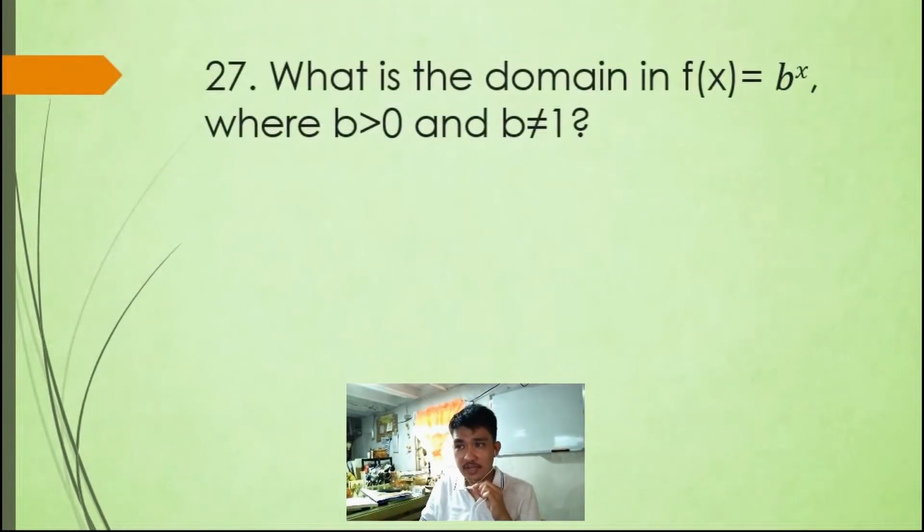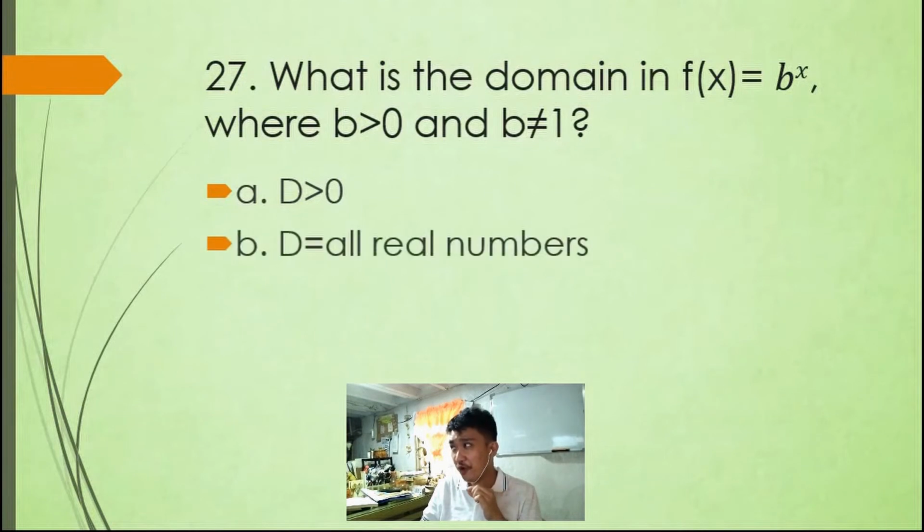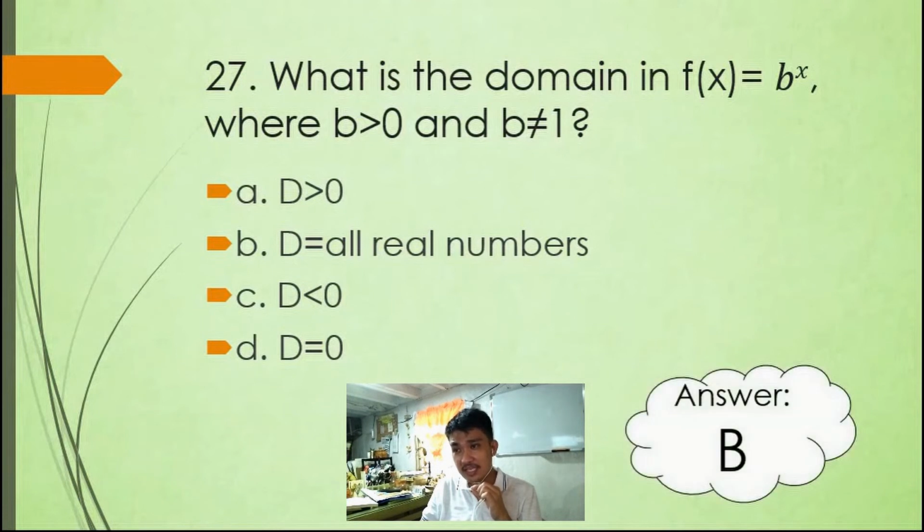Number 27. What is the domain in f of x is equal to b to the power of x where b is greater than 0 and b is not equal to 1? A, d is greater than 0. Letter B, d is equal to all real numbers. Or letter C, d is less than 0. Or letter D, d is equal to 0. Now the answer is letter B, d is equal to all real numbers.